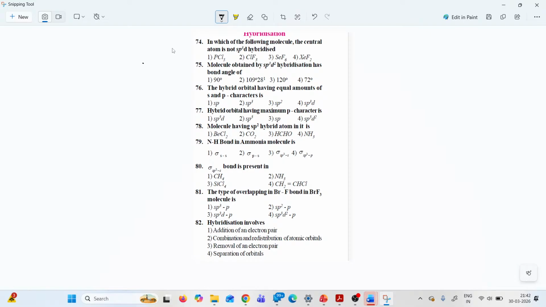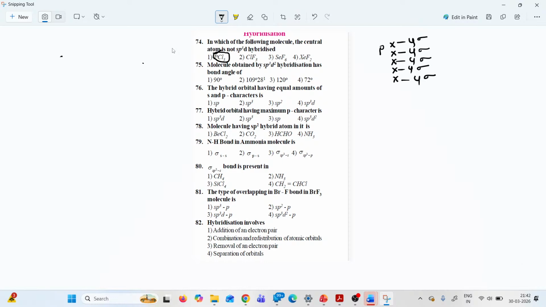To identify hybridization, there is a simple trick. Select the central atom given here, which is phosphorus. Phosphorus has 5 valence electrons. Then, how many chlorines are there? 5 chlorines, and they will form sigma bonds. Each single bond is a sigma bond: 1, 2, 3, 4, 5 sigma bonds.